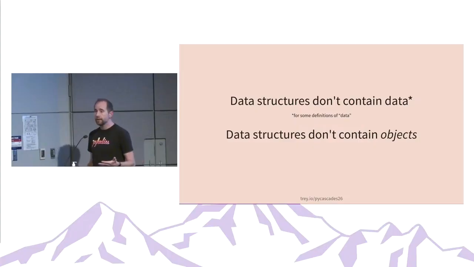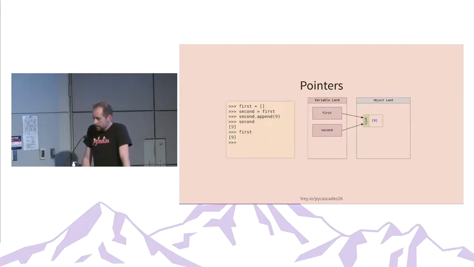Earlier, I showed you a diagram that looked like this. Because we assigned 2 variables to the same value, both first and second point to the same list, and that list contains the number 9. But that list doesn't actually contain the number 9. This diagram should technically look more like this. A list in Python cannot contain the number 9. It can only contain a reference to the number 9, or a pointer to the number 9.